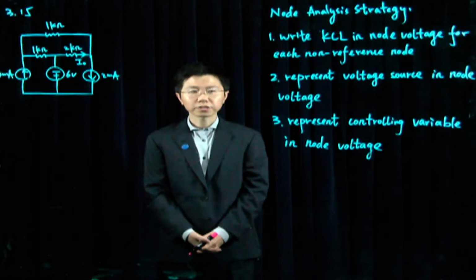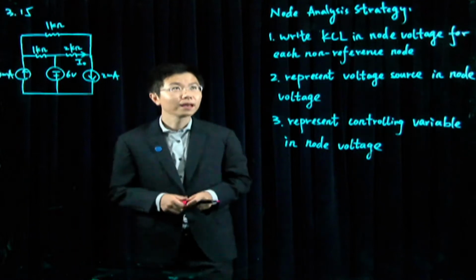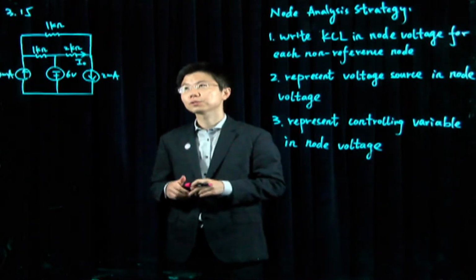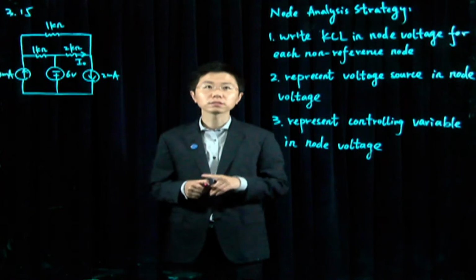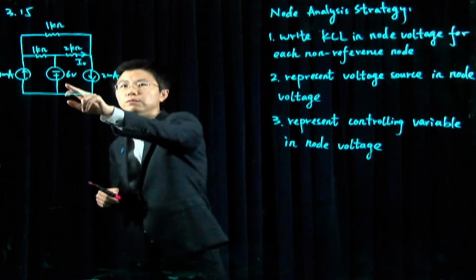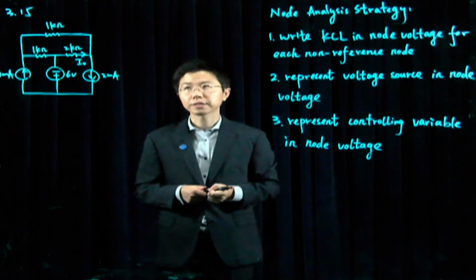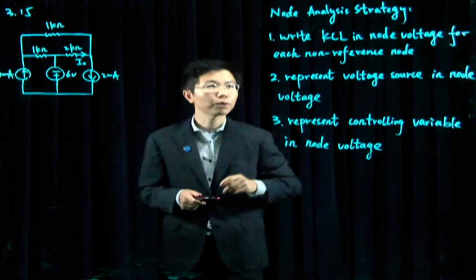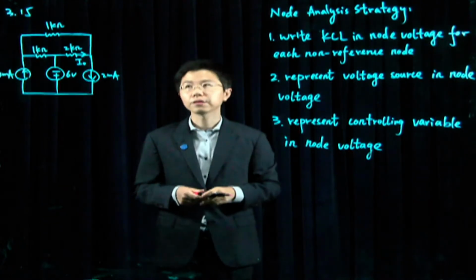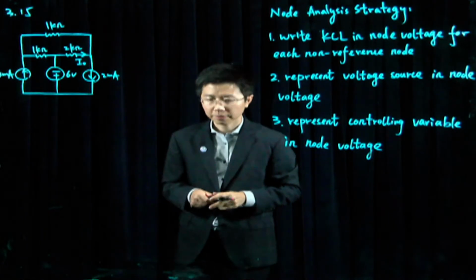In this next question, we're going to be looking at question 3.15. It's slightly more challenging than the previous one because of the existence of this voltage source here. Now, if you're looking at my node analysis strategy, in the second step, we need to somehow represent the voltage source in node voltage.